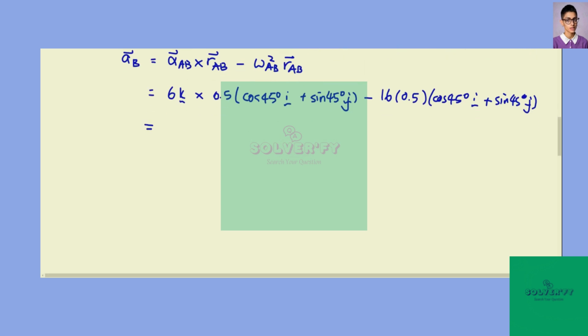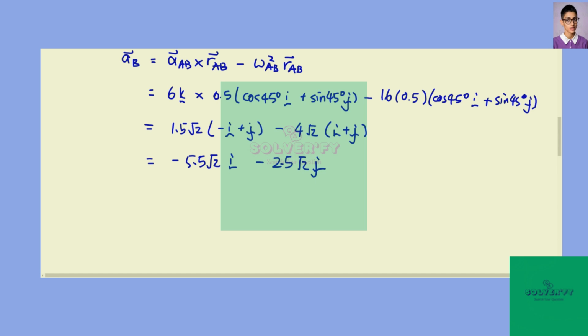Solving this, you get 1.5 root 2 times (minus I plus J) minus 4 root 2 times (I plus J). Simplifying, you get minus 5.5 root 2 I minus 2.5 root 2 J. Then we continue to find AC.